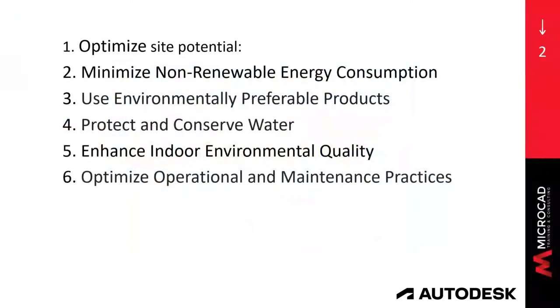So when we are thinking about sustainable design, there are 6 points that need to be taken care of. One is to optimize your site potential. We want to make sure that we minimize non-renewable energy consumption. We want to make sure that we use better products regarding the environment. Water conservation is a must nowadays. Making sure that the indoor environment has a better quality for the users. And then at the end of the construction cycle, when we send our projects to be inhabited by the end users, we want to make sure that we optimize operational and maintenance practices.